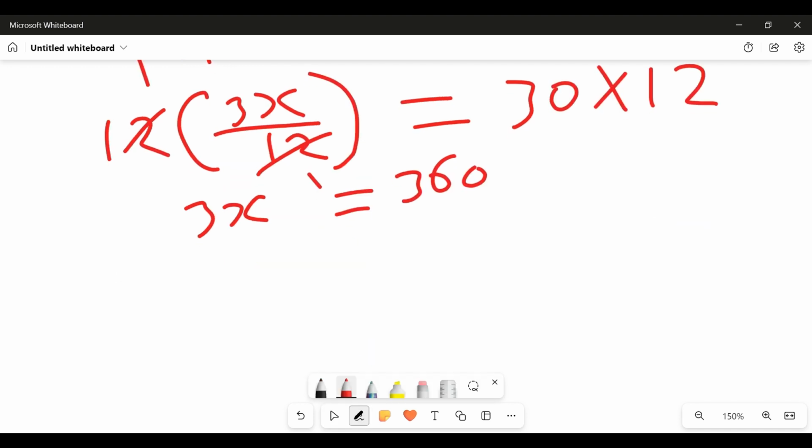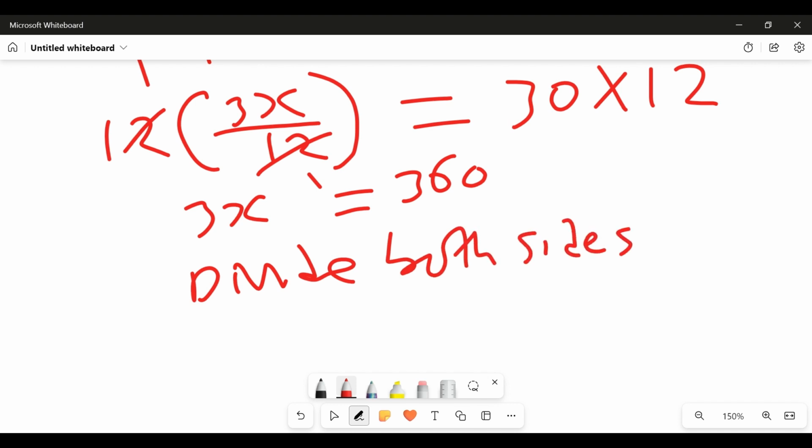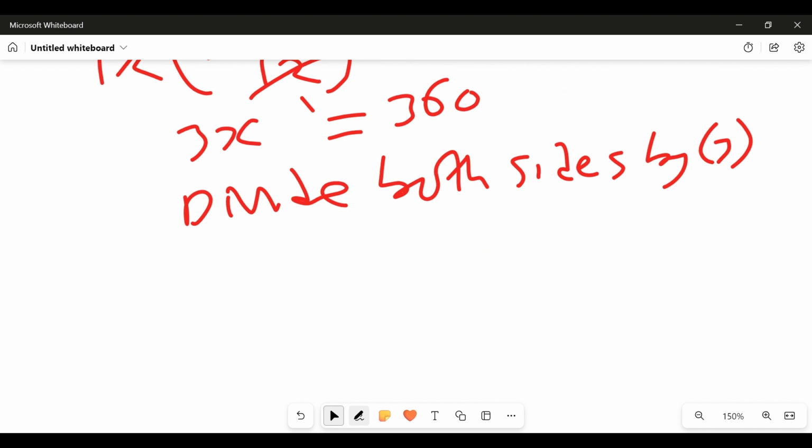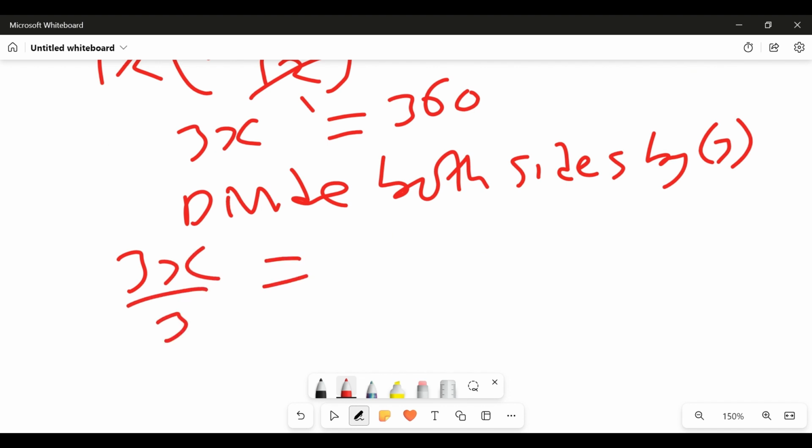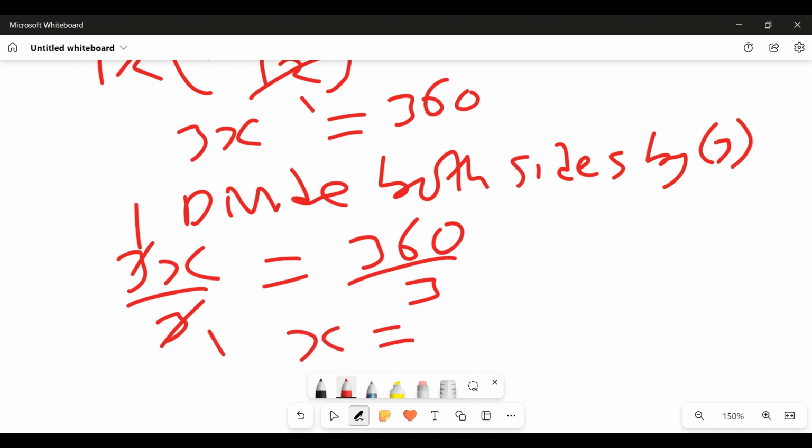Okay? So now from here, we divide both sides by 3. Now, why we divide both sides by 3 is that we want to find x, not 3x. Which means our coefficient of x should be 1, not 3. So there we have 3x divided by 3 equals to 360 divided by 3. This is 1, this is 1. So we have x equals to 120, and this is our answer.